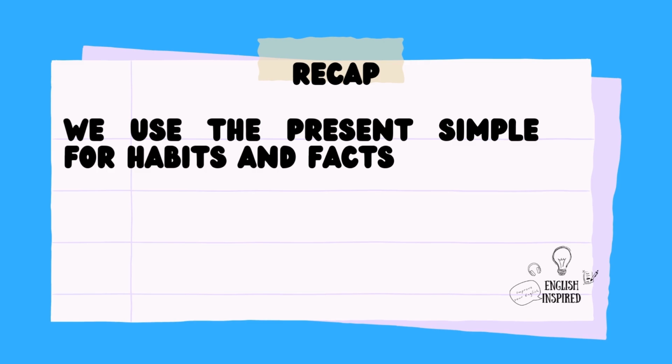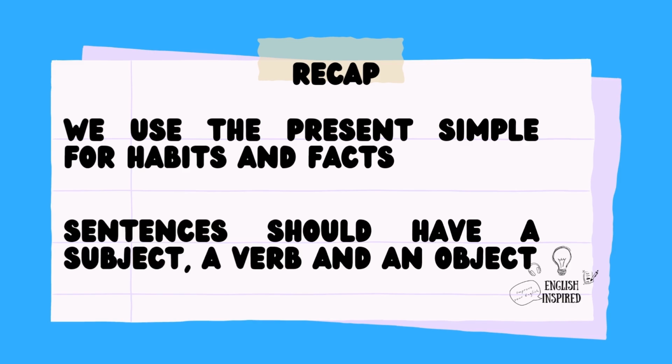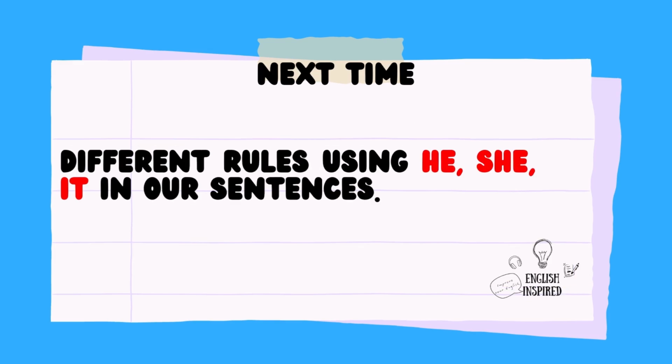So, to recap, we use the present simple tense to talk about habits and facts. And our sentences should have a subject, a verb, and an object. Next time, we'll look at the different rules for using he, she, and it in our sentences.